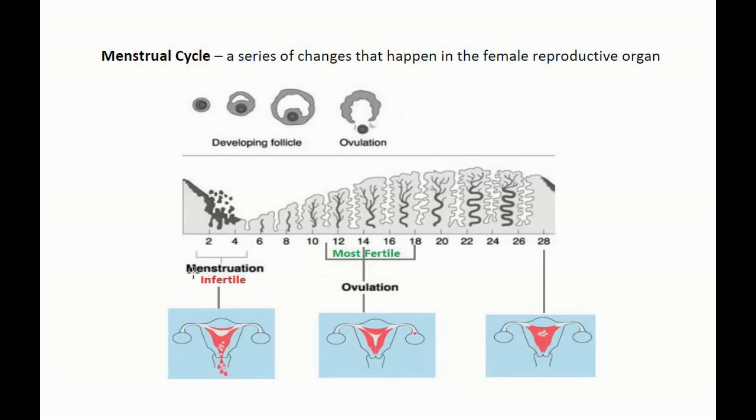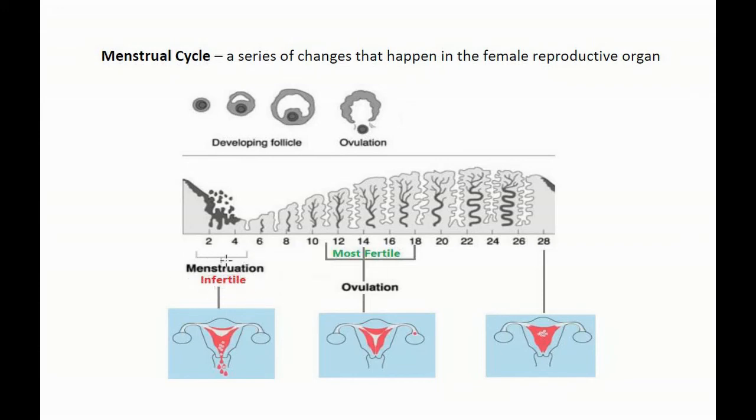So when a woman is menstruating, this is the most infertile period. So for those 0 to 5 days is the time when a woman is infertile.